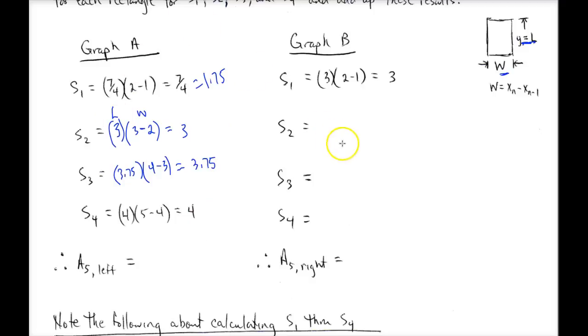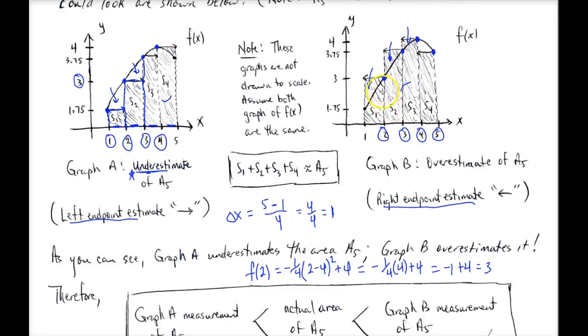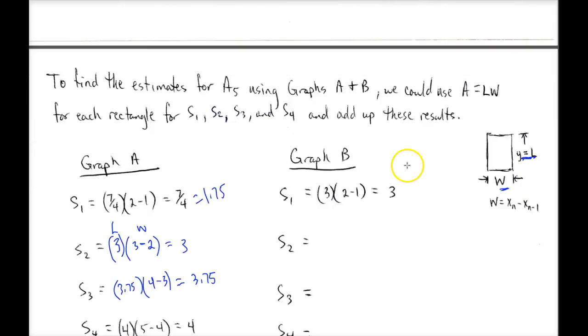Now if we do the right endpoint estimate, then pretty much everything's going to be the same, but now the height is going to be different. So now for S sub 1, we know that the height of that's going to be 3. And of course the length is going to be 3 and the width is going to be 1. Whereas for S sub 2, the length is going to be 3.75 and the width is still going to be 1. So we'll go ahead and fill in that information now.